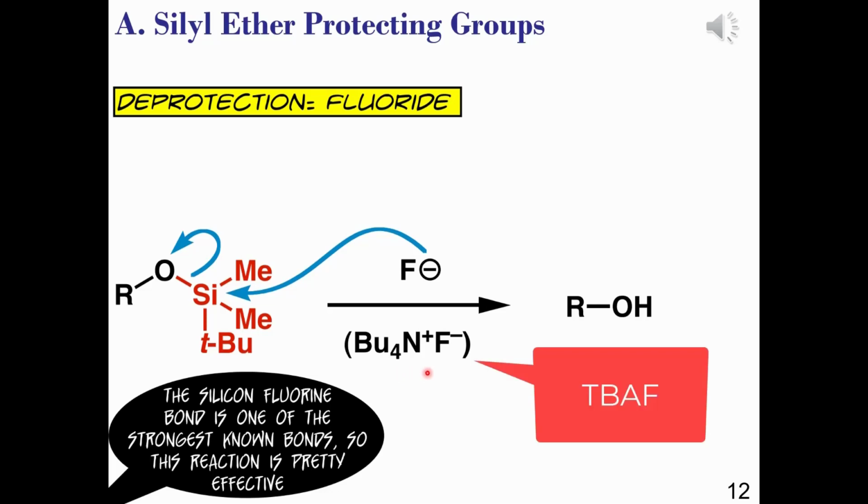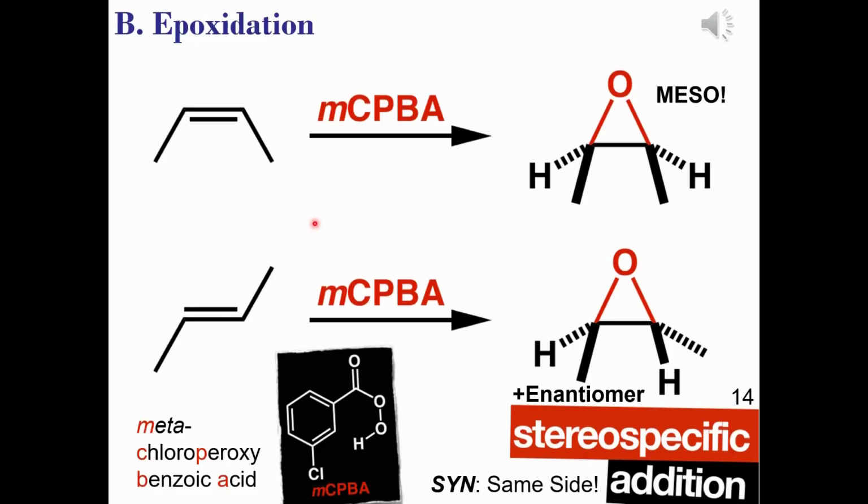This concludes part A. In this video, we're going to discuss a specific type of cyclic ether known as an epoxide. These are cyclic ethers that are three-membered rings, e.g. an oxacyclopropane. On this first slide, we see that the synthesis of these three-membered cyclic ethers is caused by the reaction of an alkene with a reagent known as m-CPBA.